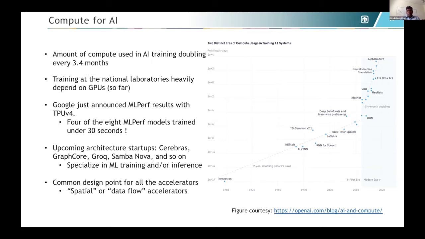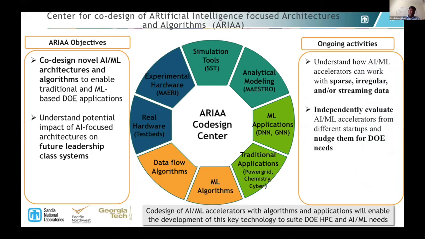And there are a lot of upcoming startups that we all work with. It is startups like Cerebras, GraphCore, Groq and SambaNova. They are all designing hardware that is focused on machine learning training, inference, or both, right? And so we would like to use this hardware, and we would like to co-design for this hardware. It is not like these architectures are very different. They are different in some aspects, but similar in other aspects. You can call all of these accelerators spatial or data flow accelerators, and I'll show you what I mean in a minute.